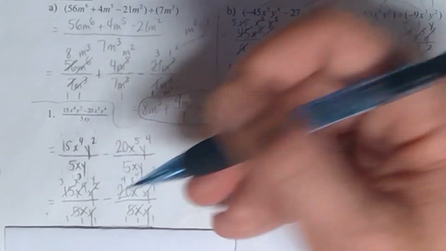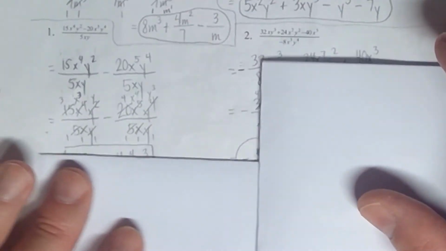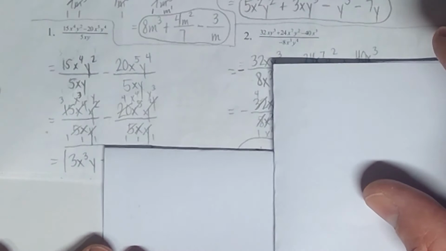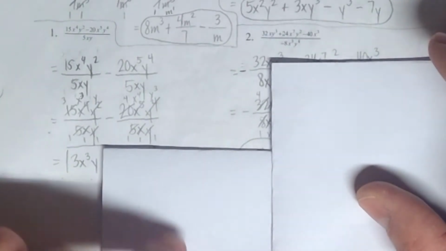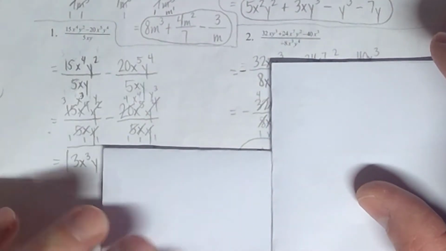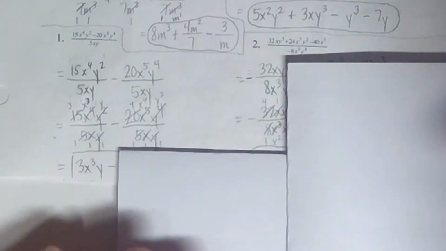y2 and y1, we subtract by 1 there. We get y to the first over y to the 0. And that gives me what here? That gives me 3x to the third y to the first divided by 1. And of course, you don't have to write down the 1. Bring down the minus. Okay, there we go.